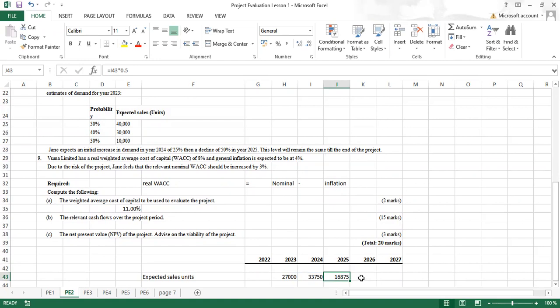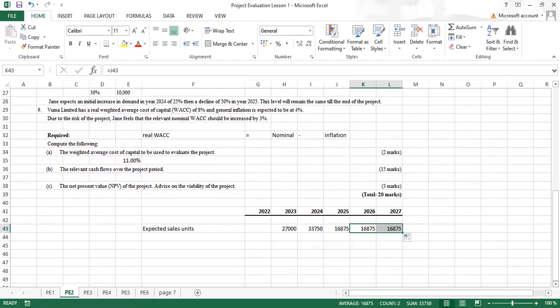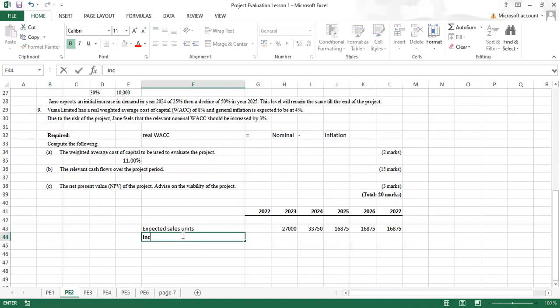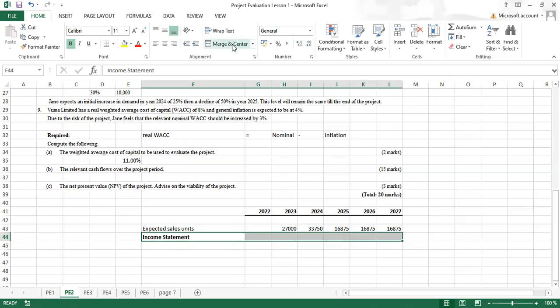So we come here, it will be constant, equals this one, control enter. Then it will be the same. Now we have found the expected sales in units. So we'll prepare a simple income statement. I'll control bold to embolden it. Income statement. I'll merge and center so that it's in the middle.